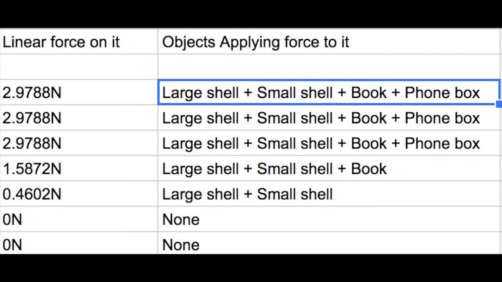Since linear force is a force applied to an object's center of mass, to find the linear force acting on each object, you simply have to add all the forces acting on each object and then multiply that number by the downwards force of gravity, which is 9.8. For example, to calculate the linear force for the iPhone box, we would add together all the forces that are acting on it, which are from the large shell, small shell, and the book, to get the value of 0.162.